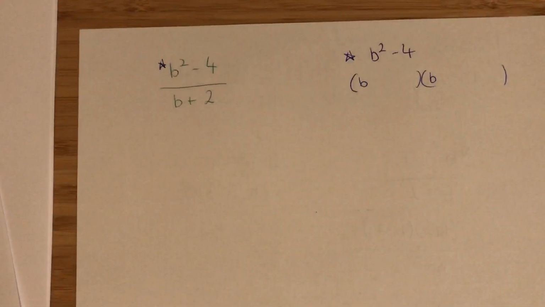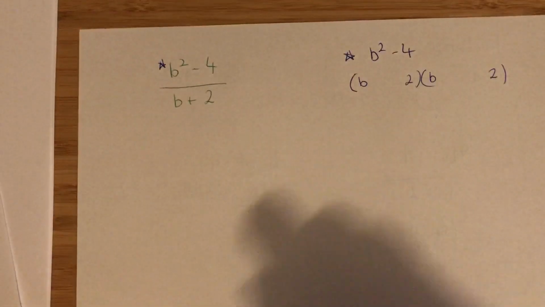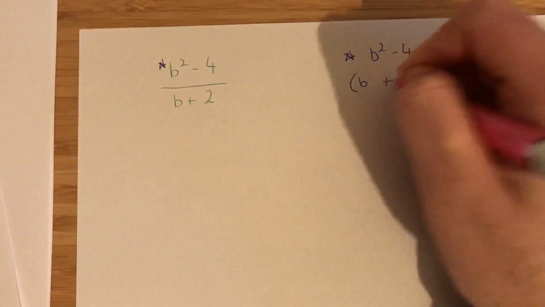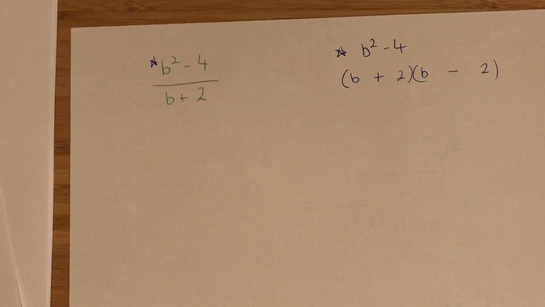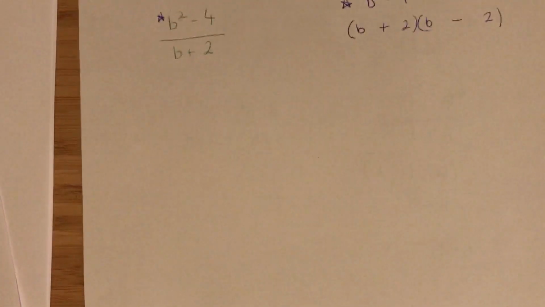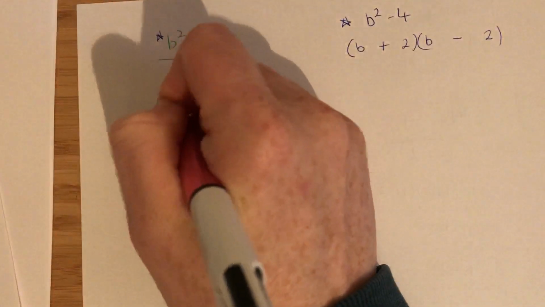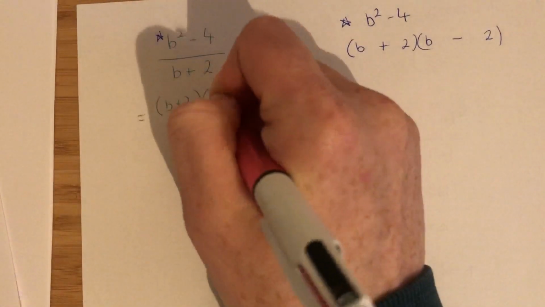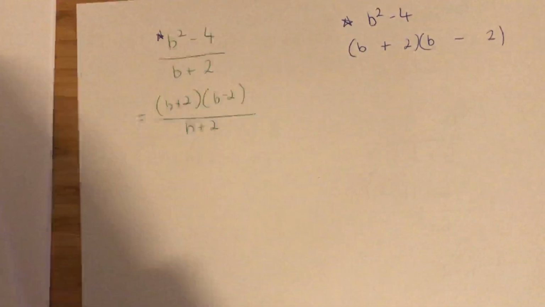B is the first term in each bracket. Square root of 4 is 2. So 2 is your second term in each bracket. One plus and one minus. Once you factorise, we can substitute that back into the equation. B plus 2 on the bottom, we can't factorise that. So we're just factorising the numerator this time. So that goes to b plus 2, b minus 2, over b plus 2.